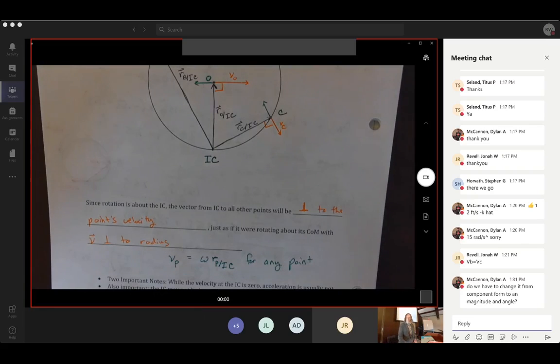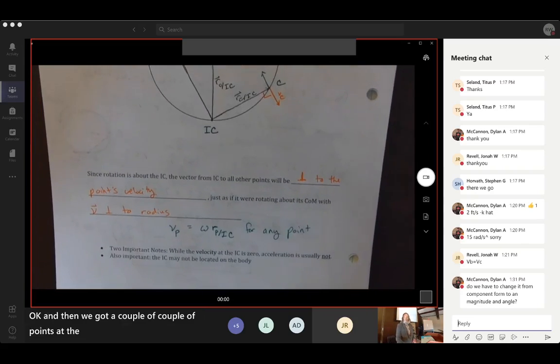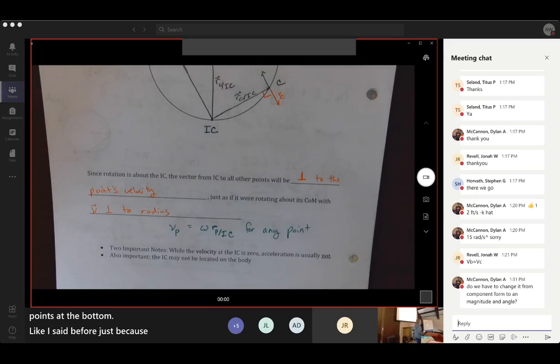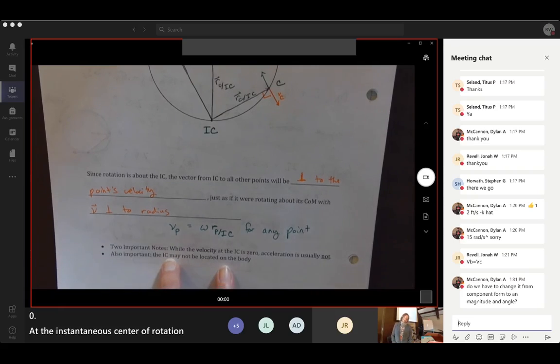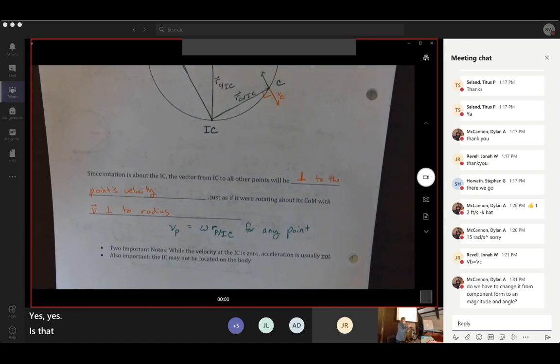Okay, and then we've got a couple of points at the bottom. Like I said before, just because our velocity is 0 at our instantaneous center does not mean that our acceleration is 0. Our acceleration will almost always not be 0 at the instantaneous center of rotation. The other piece is that if we've got a rolling cylinder, our instantaneous center is on the body. But for other types of systems, the instantaneous center may not be on the object we're interested in. It may be outside of that. We might be rotating about a different point.